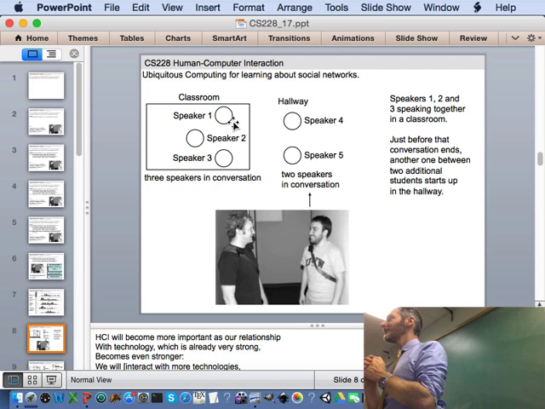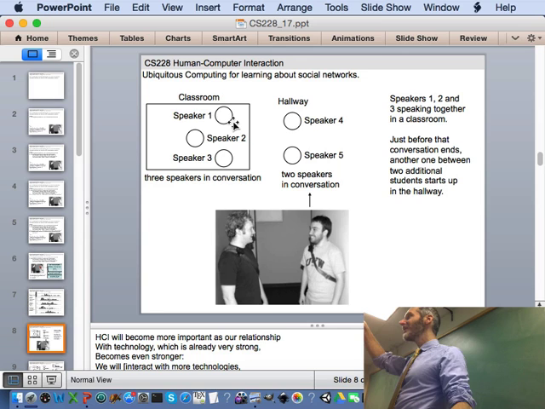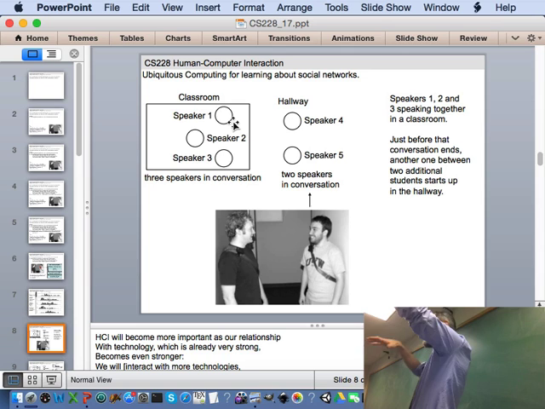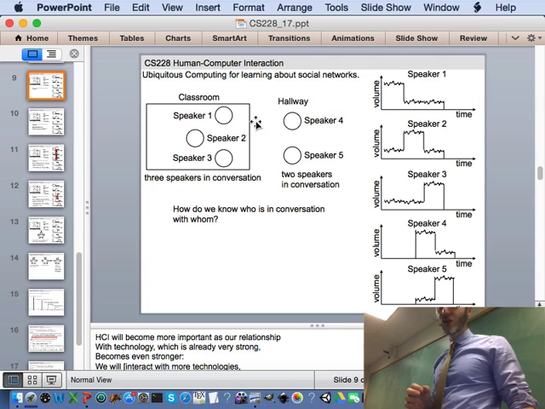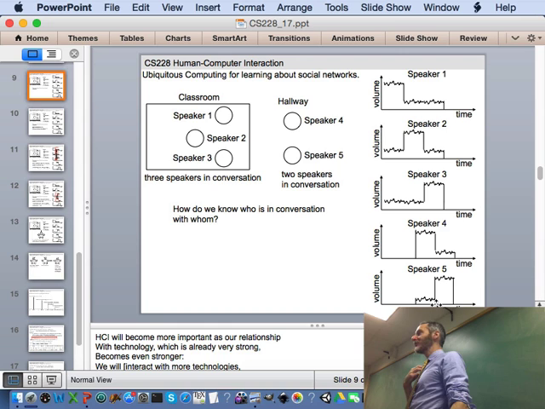Let's imagine that the conversation in the classroom starts, and the conversation outside the classroom has not yet started. As the conversation in the classroom continues, the conversation outside starts. They're two different conversations, they just happen to overlap in time. So far, so good? Okay. Here's my little cartoon of what that might have actually looked like from the point of view of the five microphones being worn by those five grad students.